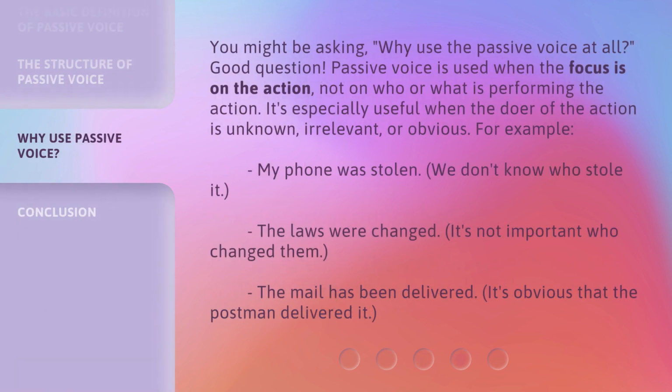You might be asking, why use the passive voice at all? Good question. Passive voice is used when the focus is on the action, not on who or what is performing the action. It's especially useful when the doer of the action is unknown, irrelevant, or obvious. For example, my phone was stolen. We don't know who stole it. The laws were changed. It's not important who changed them. The mail has been delivered. It's obvious that the postman delivered it.